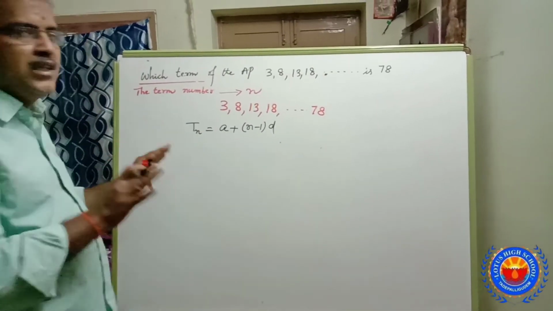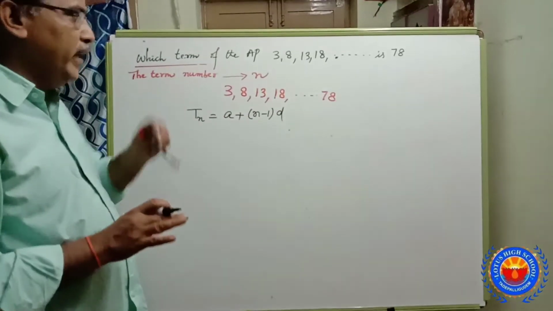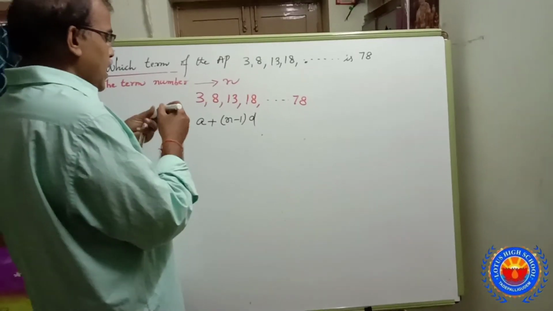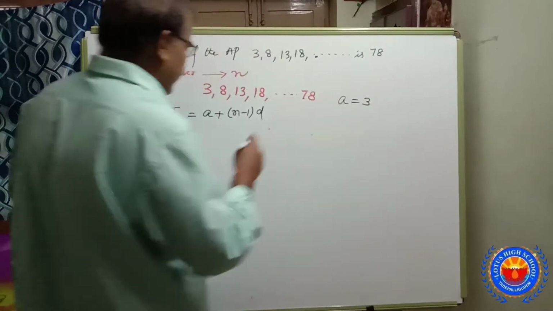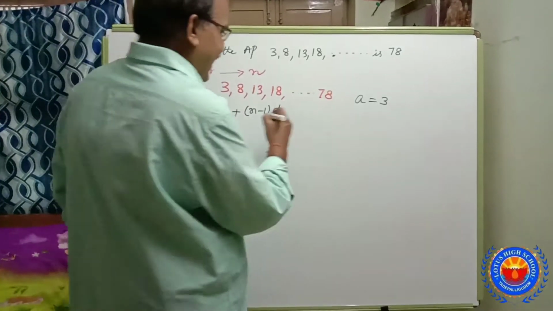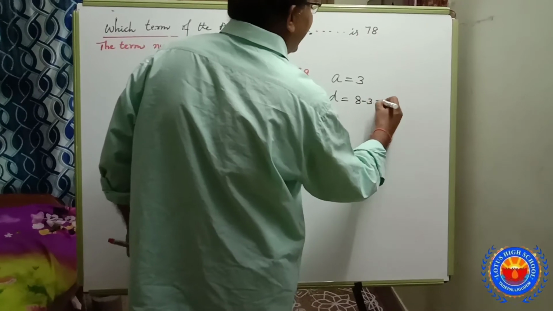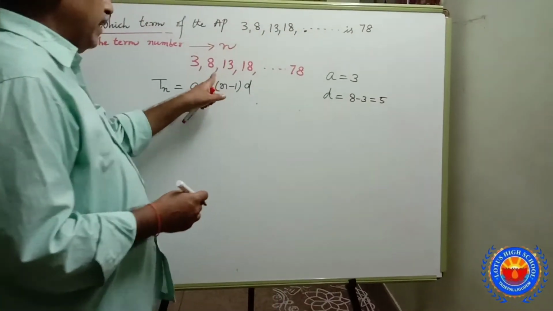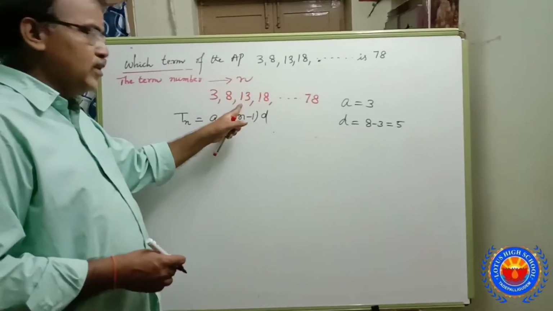Here also we are using the same formula, Tn is equal to a plus n minus 1 into d. So in this the first term a is equal to 3. D is equal to 8 minus 3, which is 5. 13 minus 8 is 5. 18 minus 13 is 5.